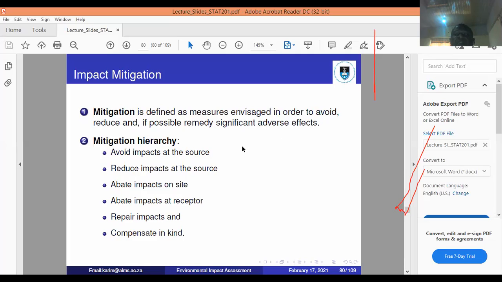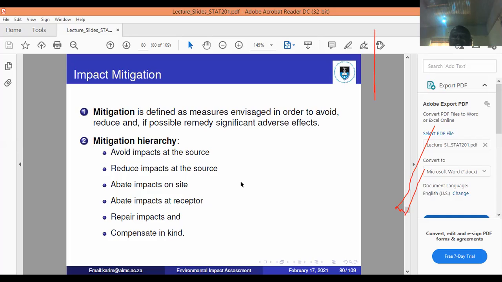And there are hierarchies of mitigation. So you may try to avoid the impact at the source, where the production is going on or where the project is going on. You will try to avoid the impact at the source, or to reduce it if you can't avoid it completely, but find ways by which you can reduce the impact at the source, or you abate the impact on the site. So the site where the impact will affect, then you find means by which you can reduce the impact on the environment, or you repair the impacts.